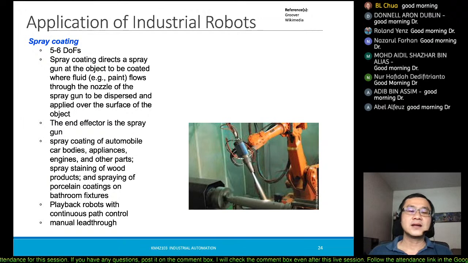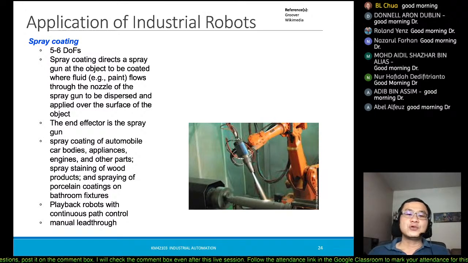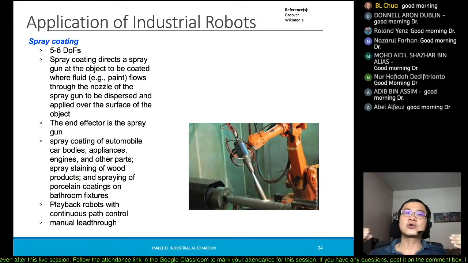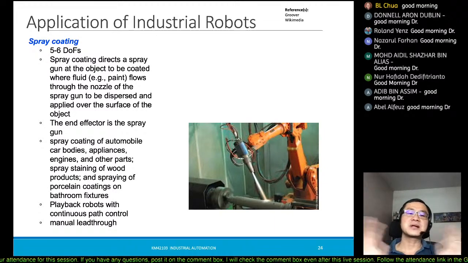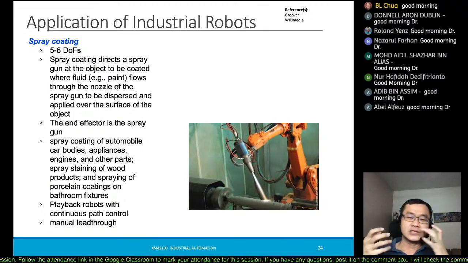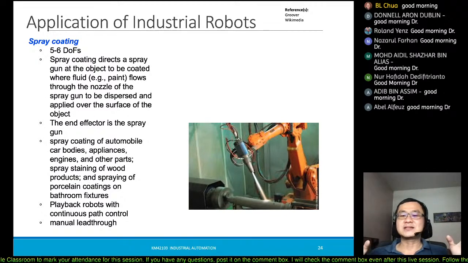Then also for spray coating, again 5 to 6 degrees of freedom, where you want to direct the spray guns to the object to be coated. The end effector would be the spray gun itself. Applications would be car bodies, engine parts and wood, particularly big objects. For a big object, you may use 3 to 4 robots to complete the spraying of your car, or you may use one single robot but with a moving robot station. It depends on the capital or the cost capability that you have, whether you can buy more than one robot or not.